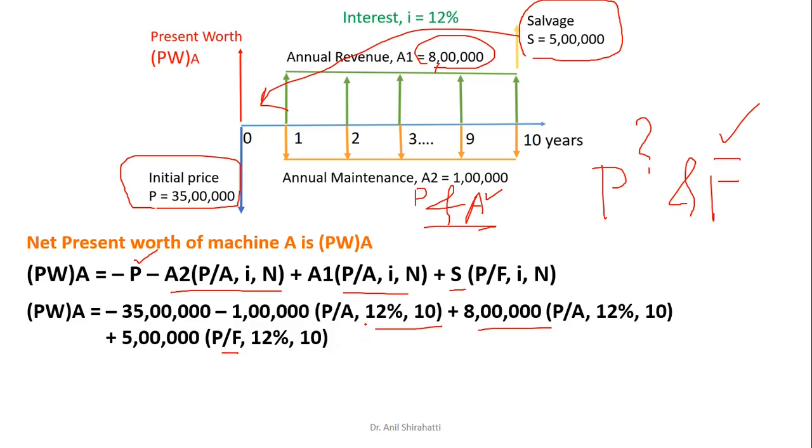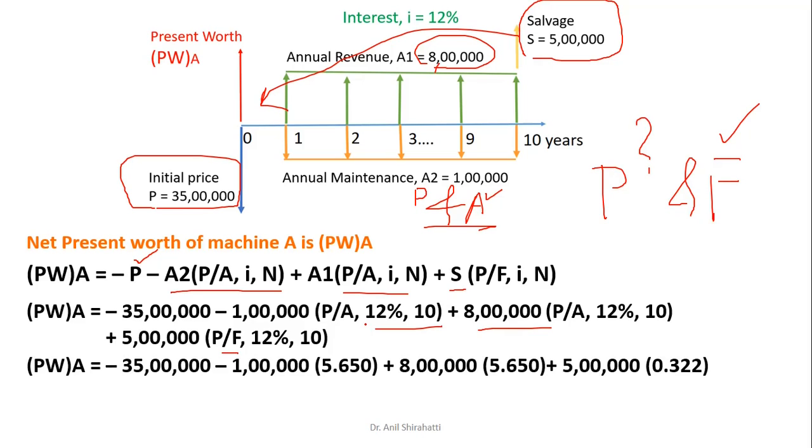So if I get all these constant values from the compound table, the values are around 5.65 and 0.322. And once I substitute these, the total present worth of the first machine I get is 6,16,000 rupees. Okay, so this is the present worth of machine A.